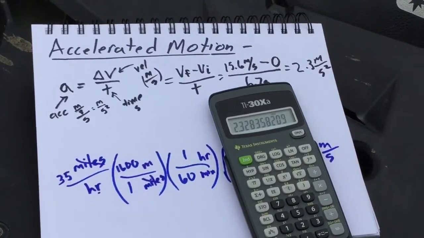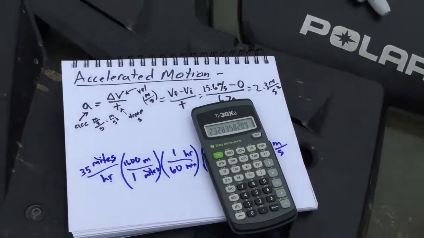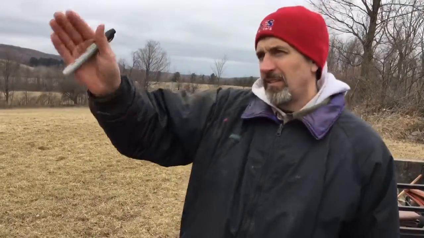So let's put that into English. Here we go. You can face me with the camera now. What it means is that for every second that four-wheeler was running between those 2 points, we were speeding up 2.3 meters per second. So after 1 second, we were going 2.3. After 2 seconds, we were going 4.6, and so on. We were speeding up at that rate as we moved between those 2 points.